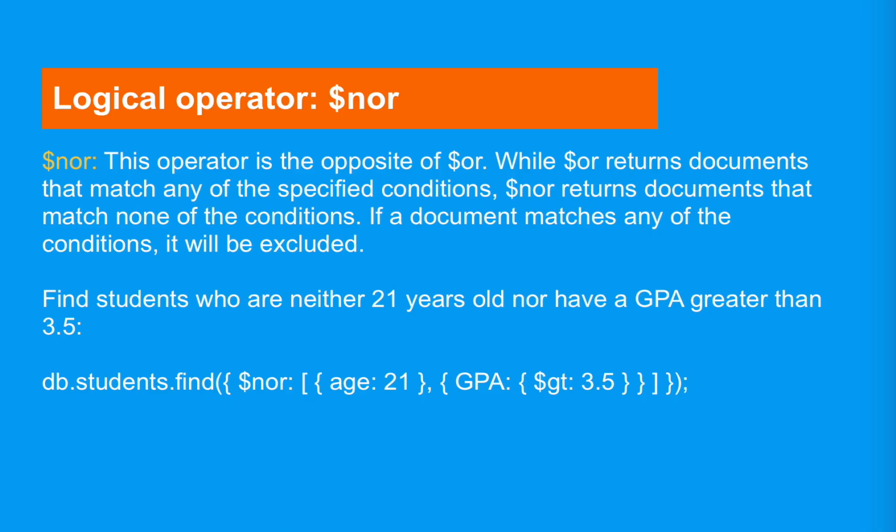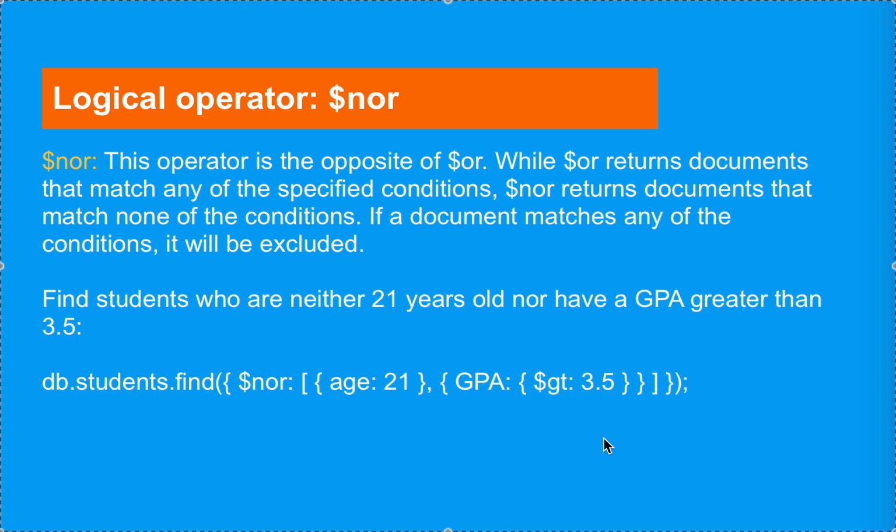Now let's discuss the NOR operator. This operator is the opposite of OR. While OR returns all the documents that match any of the specified conditions, NOR returns the documents where none of the conditions is matched. If a document matches any of the conditions, it will be excluded from the result.